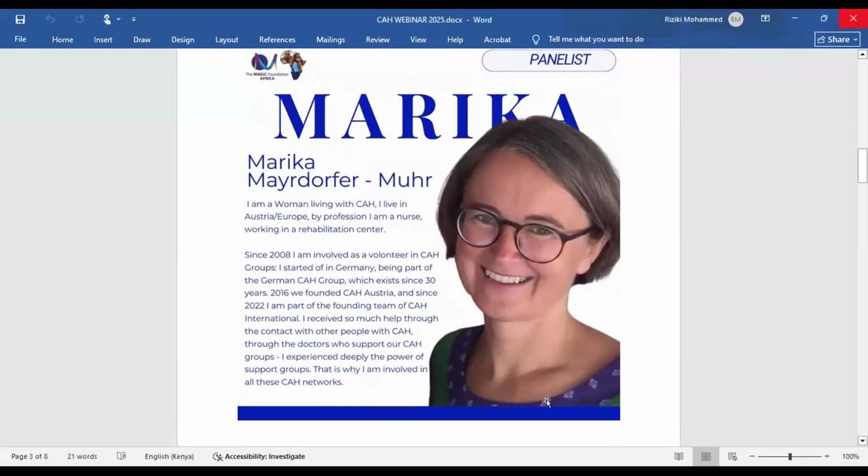So Marika Meiro Mahur is a woman living with CAH in Austria, Europe. By profession, she's a nurse and she works in a rehabilitation center. Since 2008, she has been involved as a volunteer in the CAH groups. She started in Germany, being part of the German CAH group, which has existed for the last 30 years. In 2016, she founded CAH Austria, and since 2022, she's part of the founding team of CAH International.